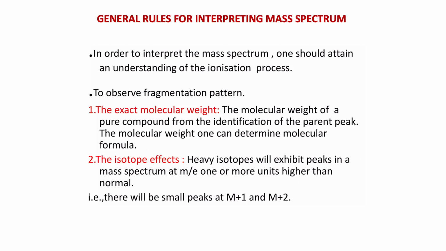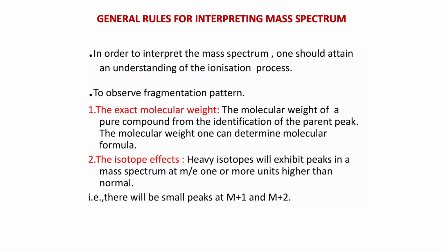So here are some general rules for interpreting the mass spectrum. In order to interpret the mass spectrum, one should attain an understanding of the ionization process, and know how to observe the fragmentation pattern. The exact molecular weight is the molecular weight of a pure compound from the identification of the parent peak. From the molecular weight, one can determine the molecular formula. And then there are isotope effects.